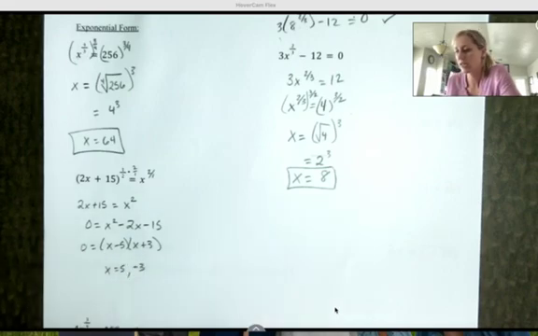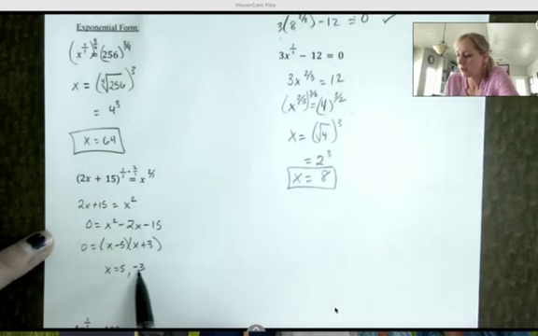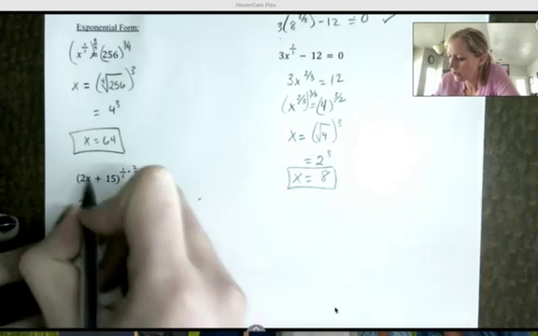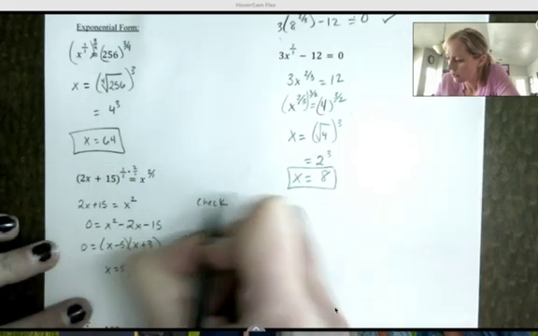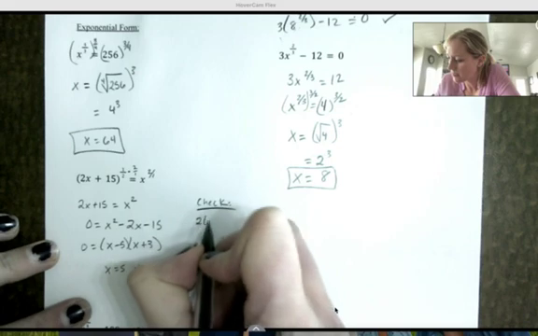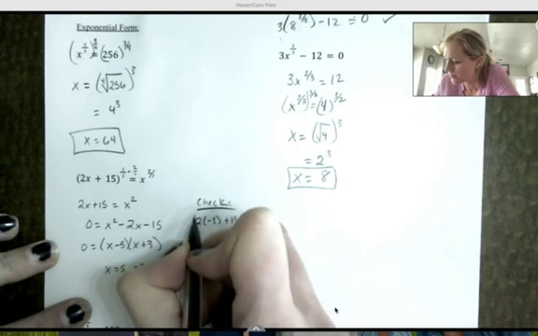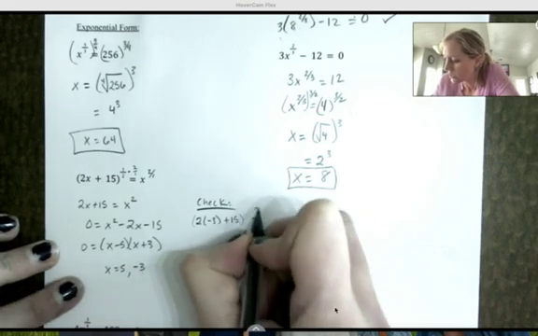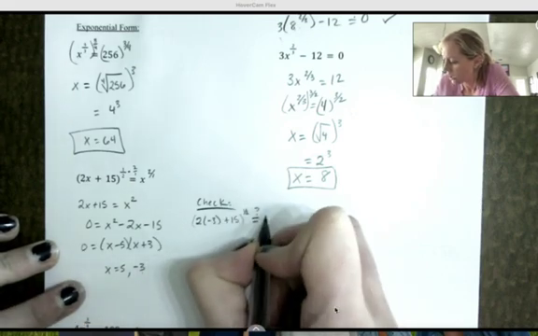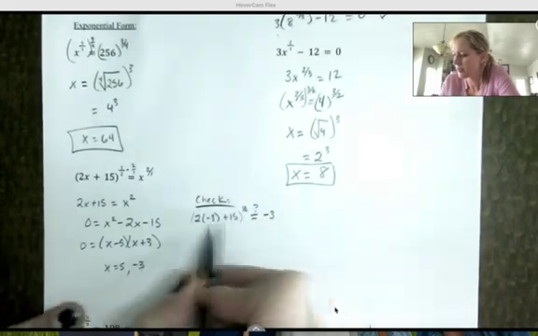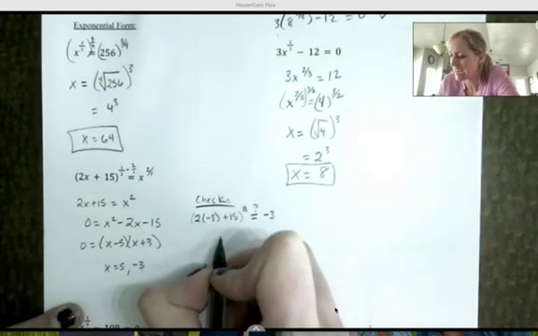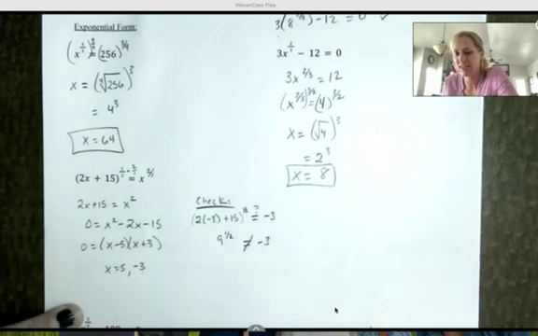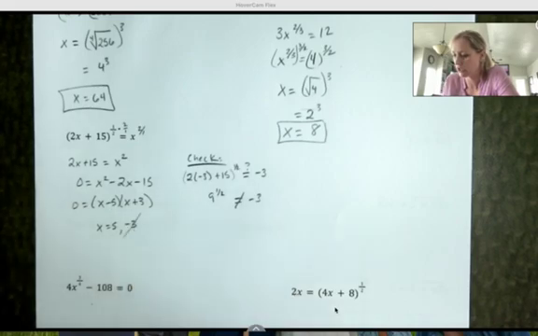So let's check. I'm especially going to check this negative. If I put in negative 3, so show that over here. So if I do 2 times negative 3 plus 15, does this equal negative 3? Okay, so if I put this in here, I get negative 6 plus 15 is 9. 9 to the 1/2 equals positive 3, not negative 3. So this means this one is extraneous.